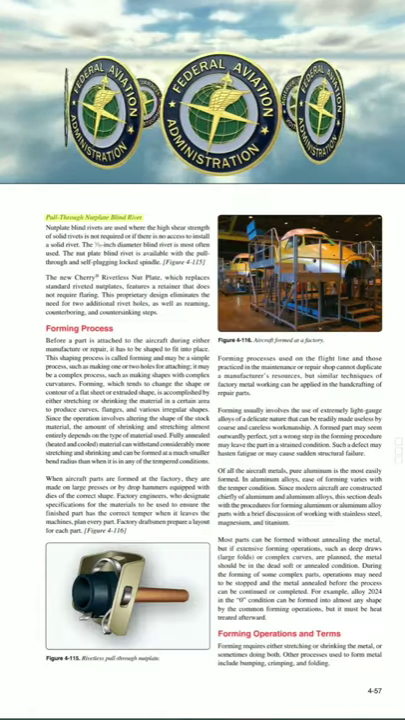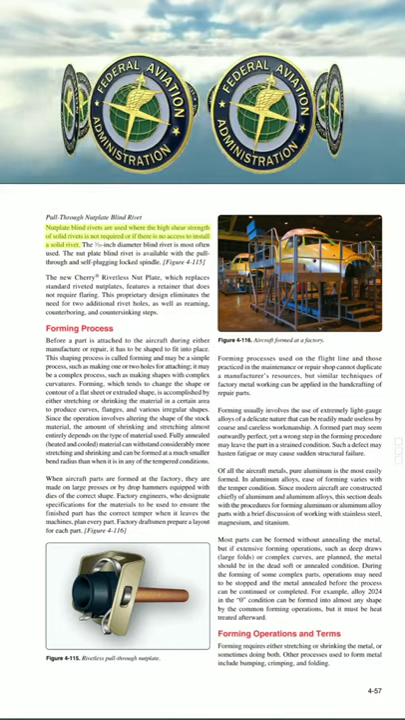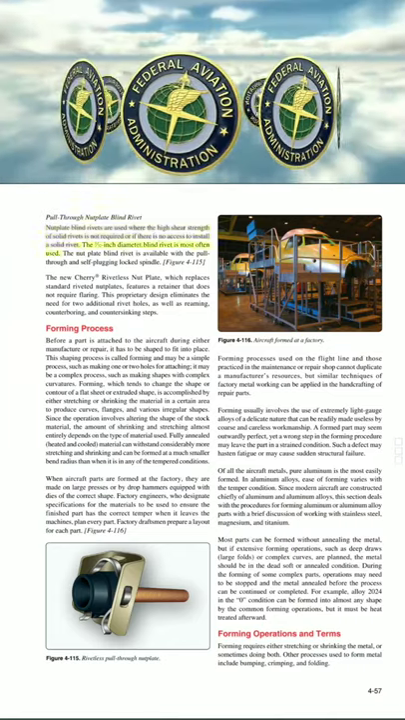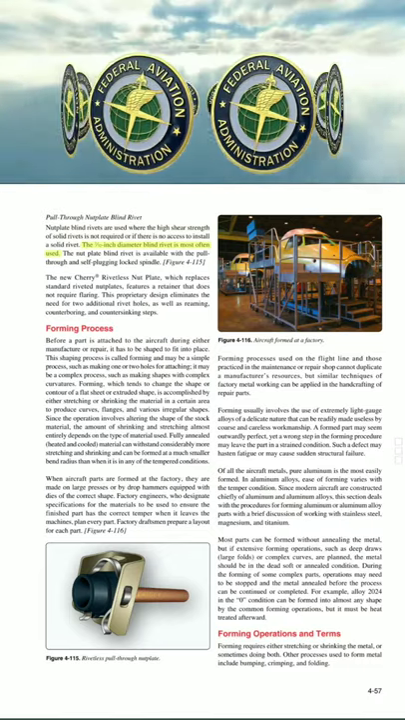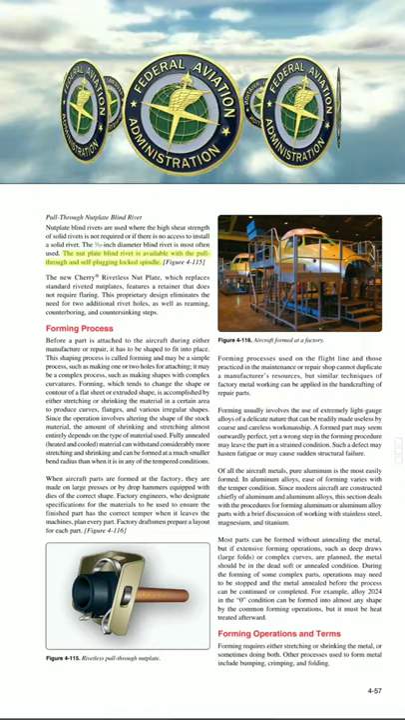4-56. Hole through nut plate lined rivet. Nut plate lined rivets are used where the high shear strength of solid rivets is not required, or if there is no access to install a solid rivet. The 3/32-inch diameter blind rivet is most often used. The nut plate lined rivet is available with the pull-through and self-plugging lock spindle.